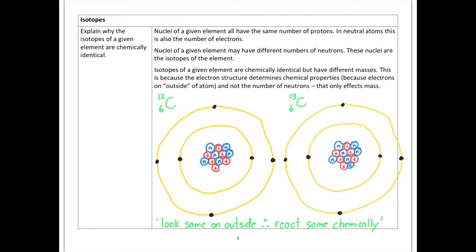so they will interact with other atoms in the same way. So carbon-12 and carbon-13 will react chemically identically because the difference of one neutron in here has no significance on what's happening on the outside where the electrons are. So they basically look the same on the outside, therefore react the same chemically.